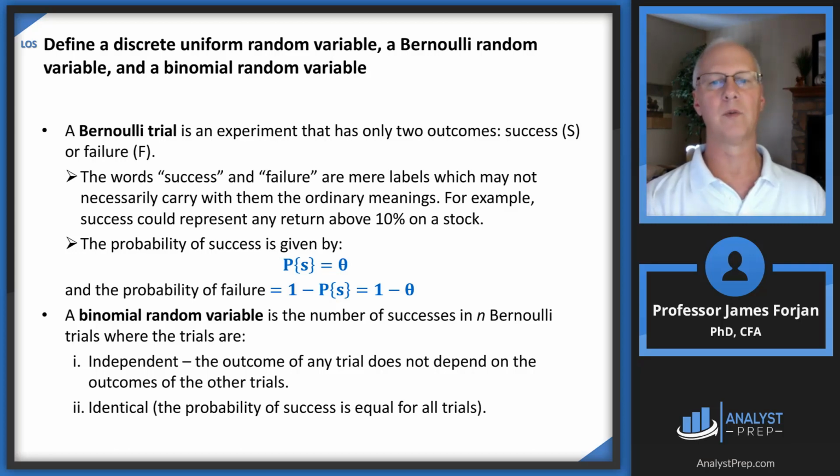as another possible outcome. The probability of success is given by that notation that looks like a 0 with a line through it. That's the Greek theta. And the probability of failure then has to be 1 minus theta. Now, the binomial random variable is the number of successes inside of the Bernoulli trials, where the trials are both independent and identical.